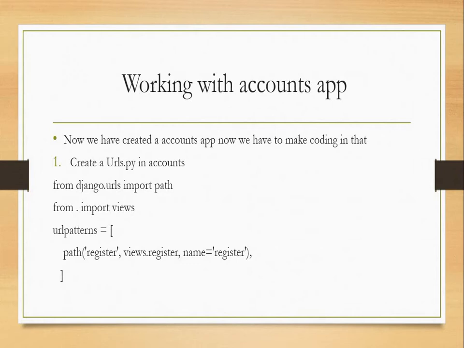So from django.urls import path, and from . import views, then the url pattern. Now I am going to make a registration page, and the name is register, and the function is register. So everywhere I have given the name as register: views.register, name equal to register. We have learnt in the previous sessions how to give the urls.